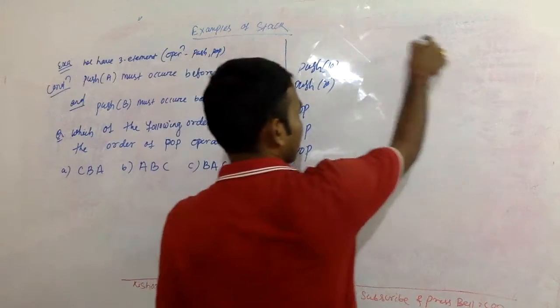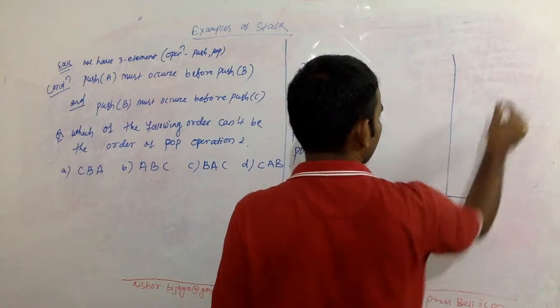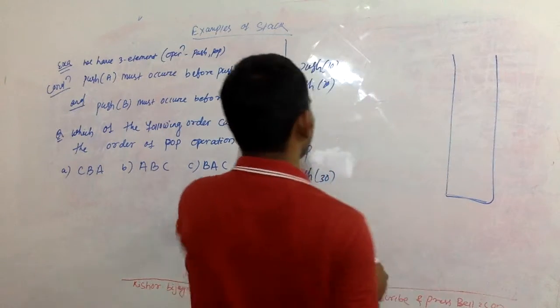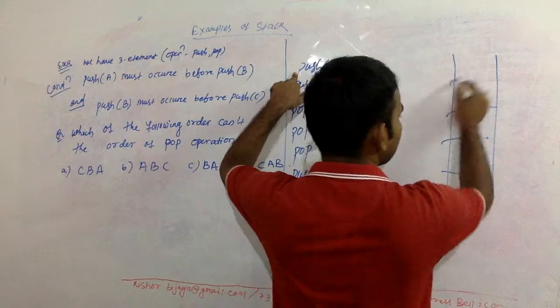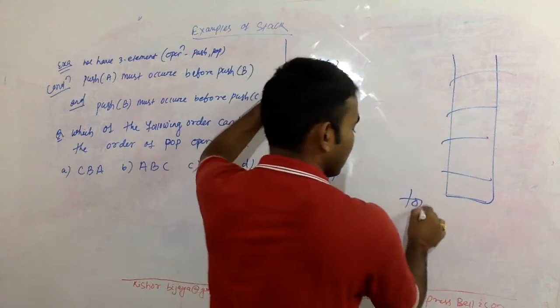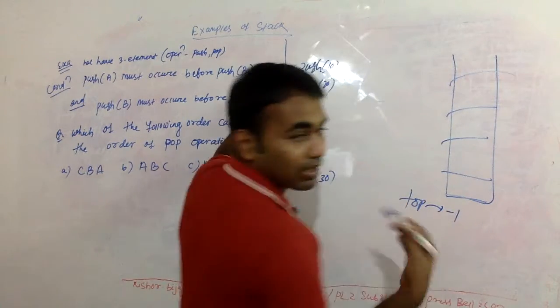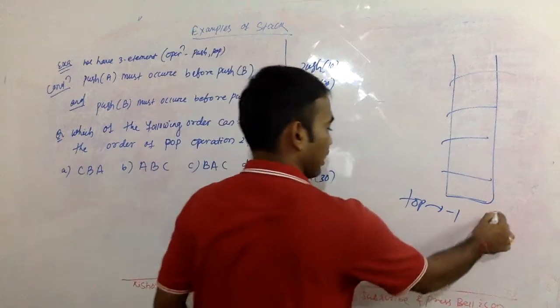So initially, if I ask you, before pushing, they all are empty, right? It is an empty stack. That means top is pointing to -1. So that's the pre-initialization. So this is the stack.